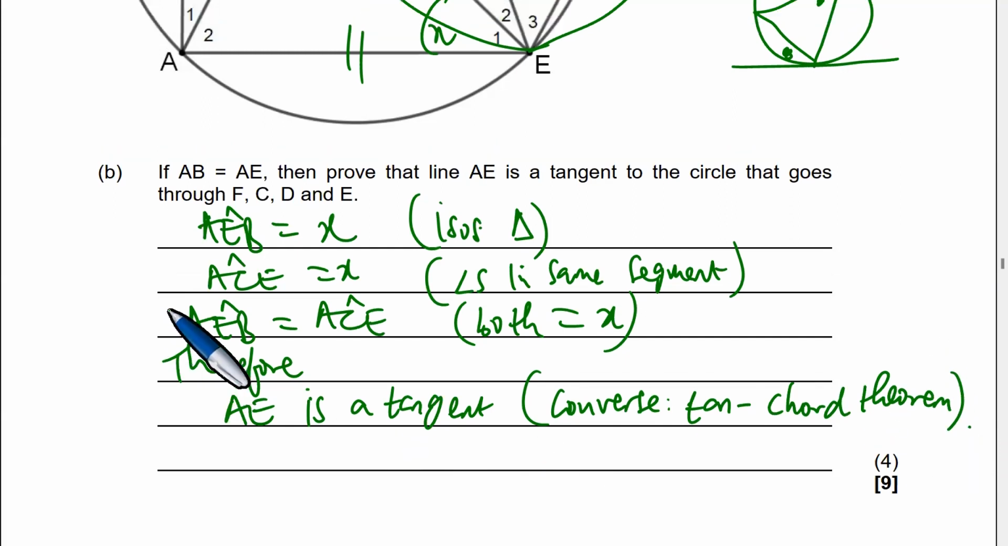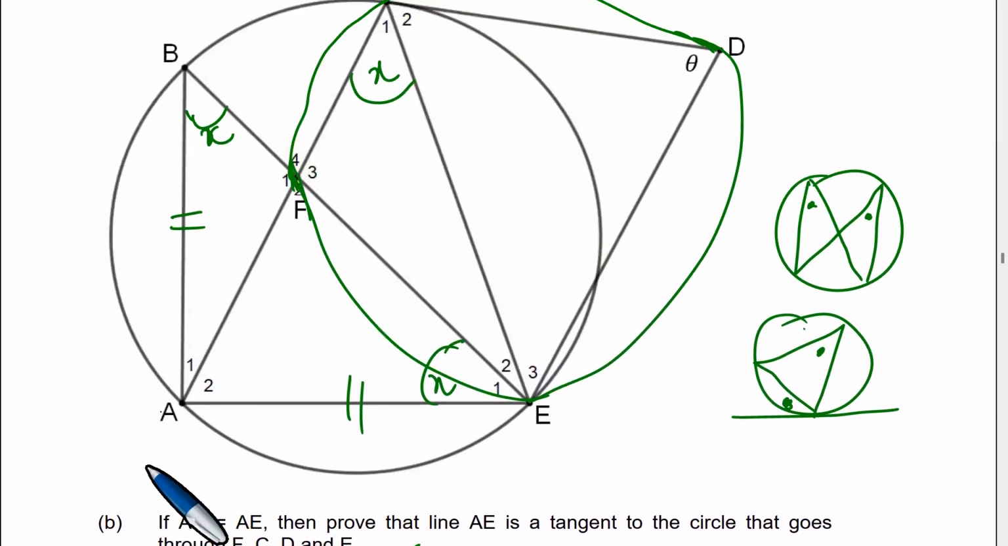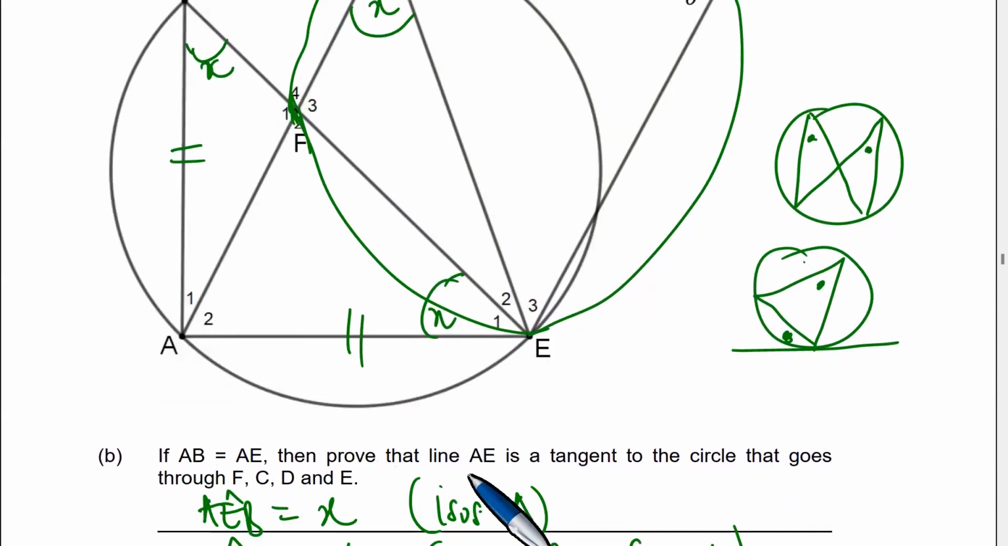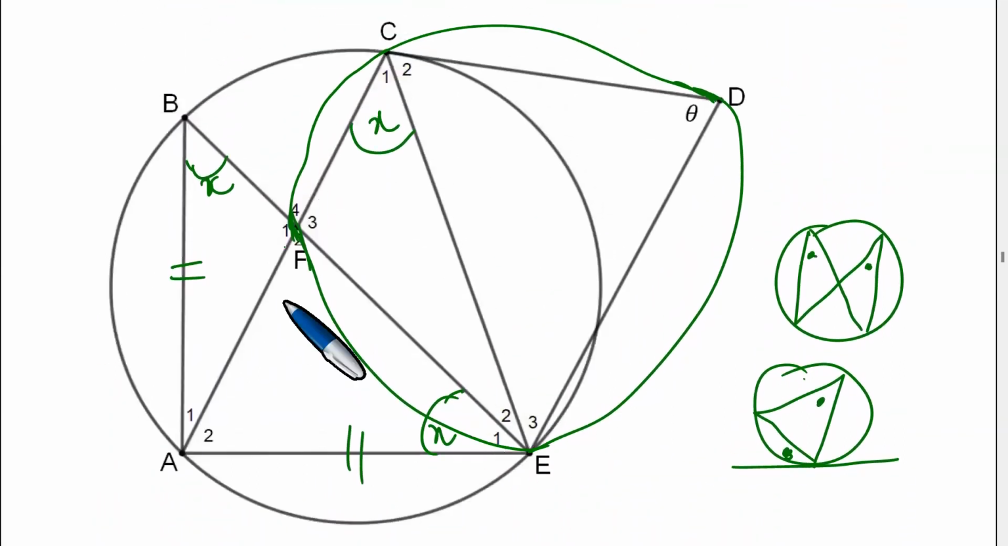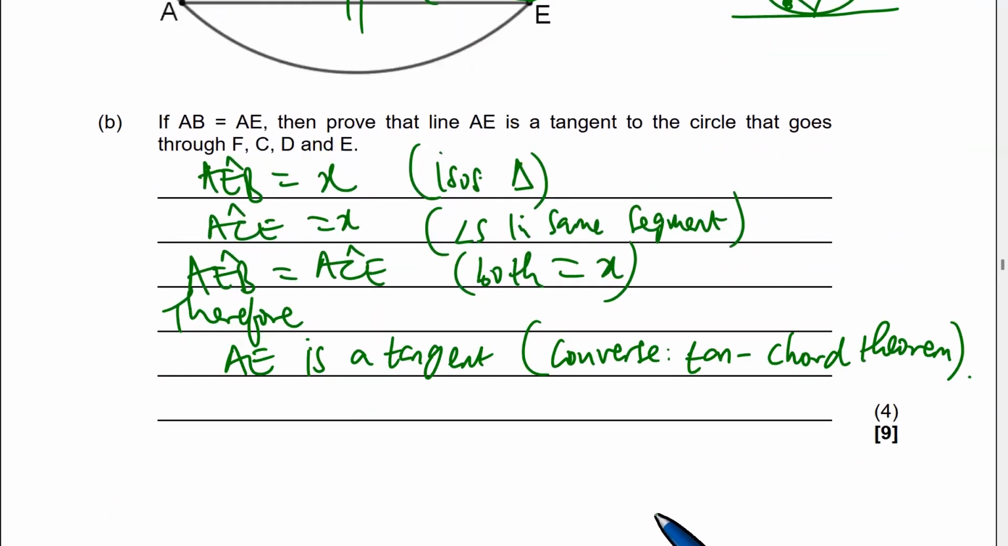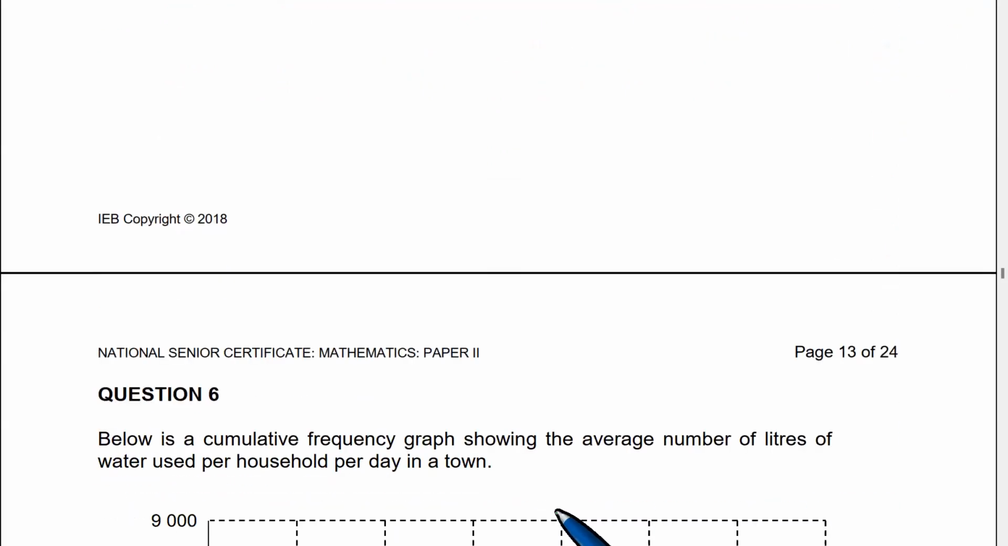So obviously we're to say that if AB equals AE, then prove that AE is a tangent to the circle that goes through ACDE. So this is the circle. So obviously you have to prove that this angle here is equal to this angle there, and that is the tan-chord theorem. And we've proven that. There's the proof. Next question.